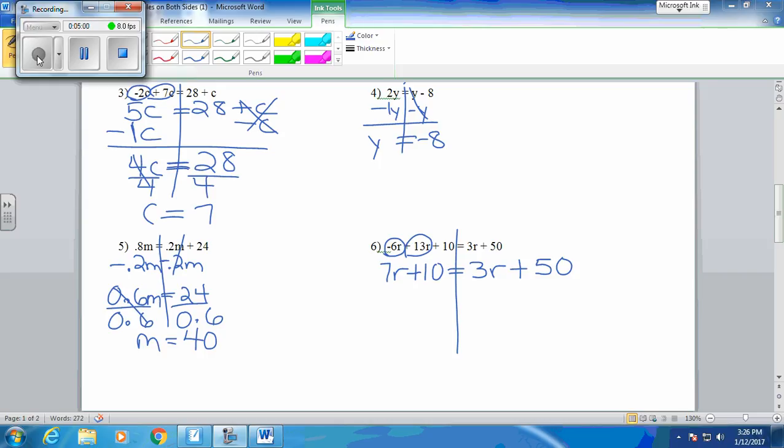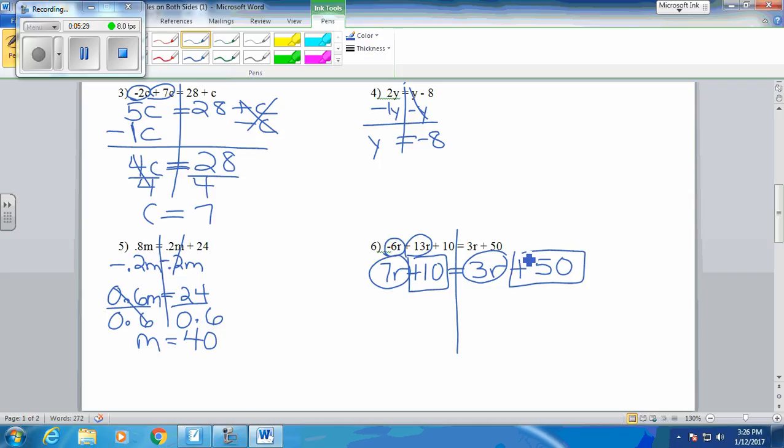So when you have 7r plus 10 equals 3r plus 50, you notice that you have both a variable on both sides, and you also now have a constant on both sides. So some people get nervous as to where to start. Do I subtract 7r? Do I subtract 10 from both sides? Do I subtract the 3r? Do I subtract 50? And the answer to that question is, you can do any one of those things that I just said, and you will get the right answer.